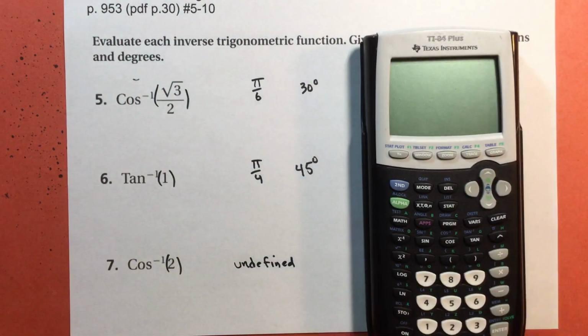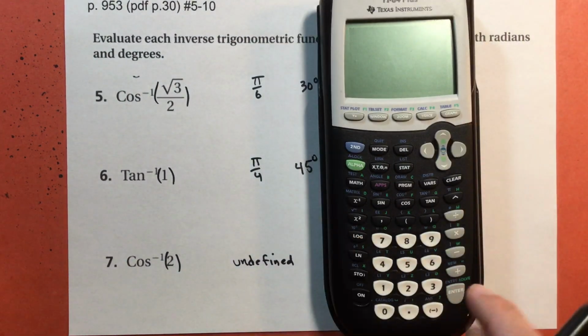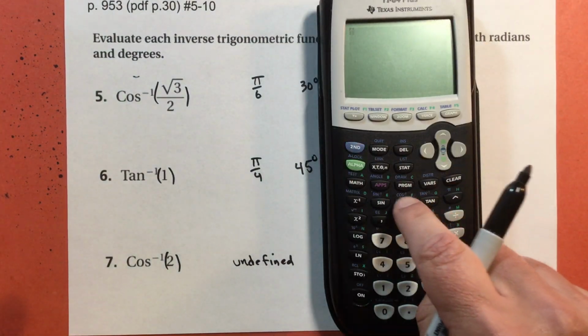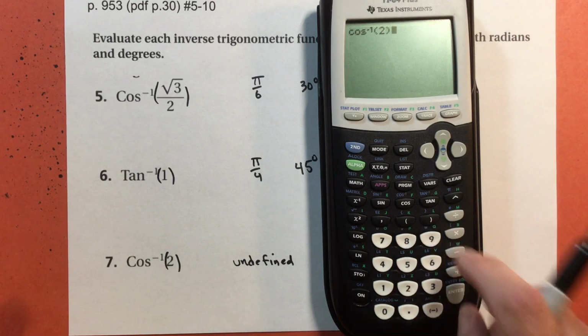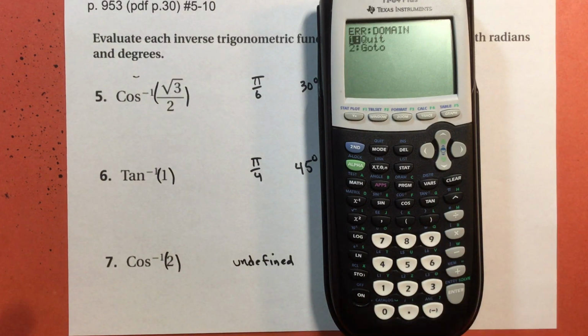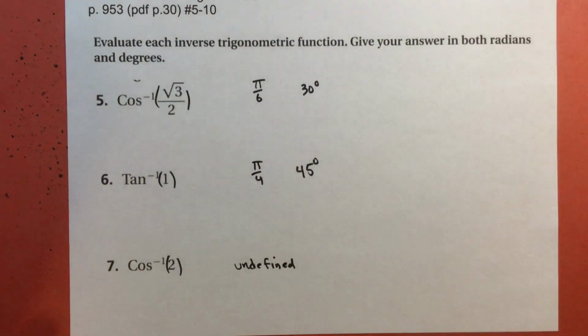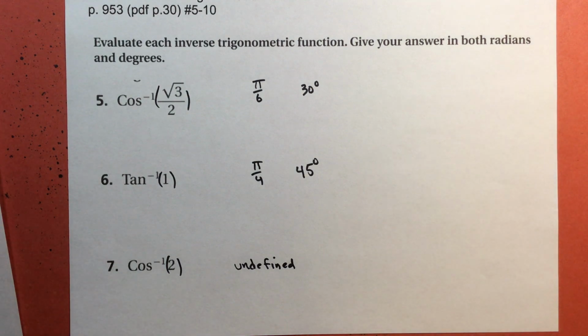And actually, this would be a great time for me to do this. What if I did inverse cosine and put a 2 in there? Let's see what the calculator does. Calculator says error, your domain is wrong, which is what I just said. It gives me the option I can either quit, or go to it, and it says you can't use a 2 right here. So again, that is undefined.